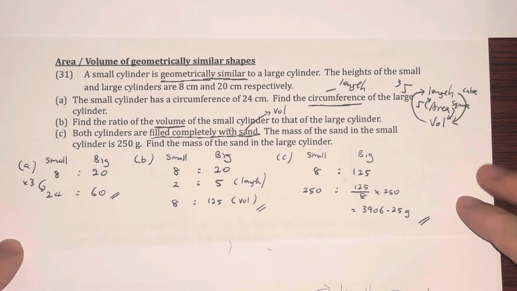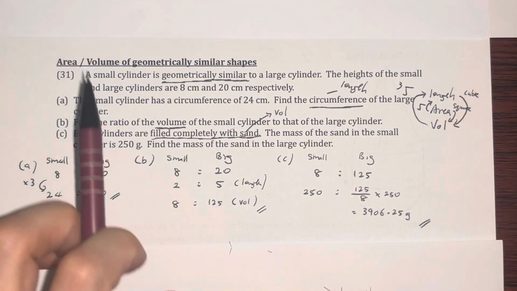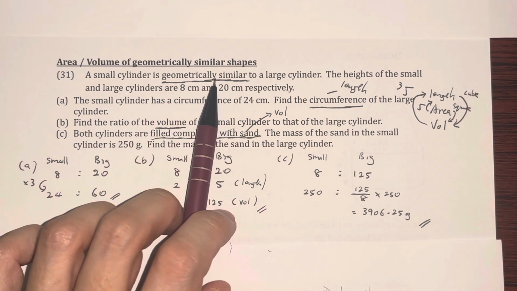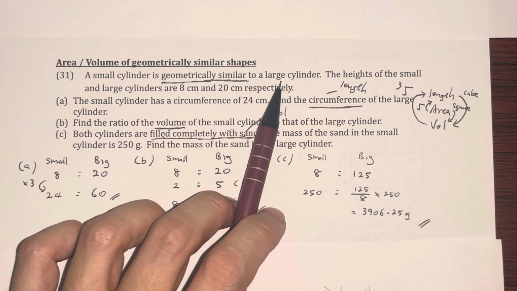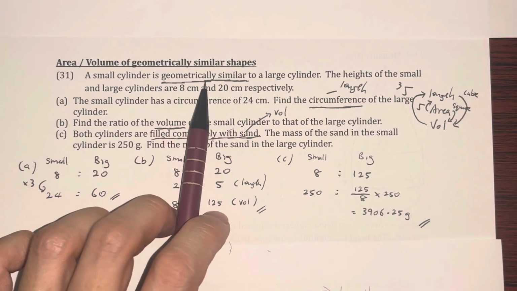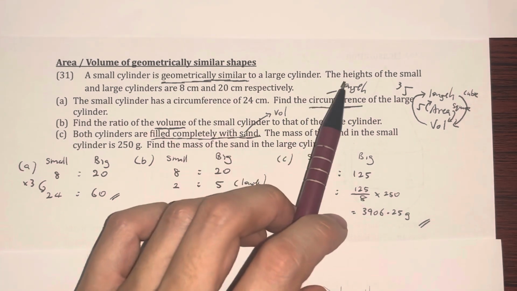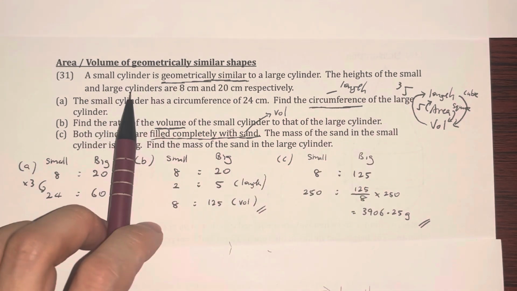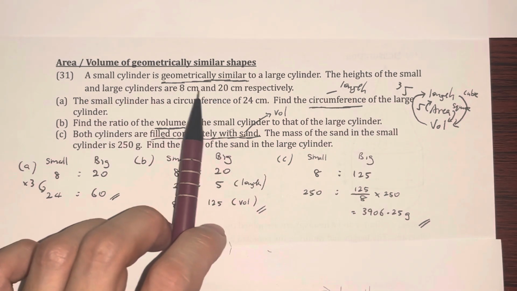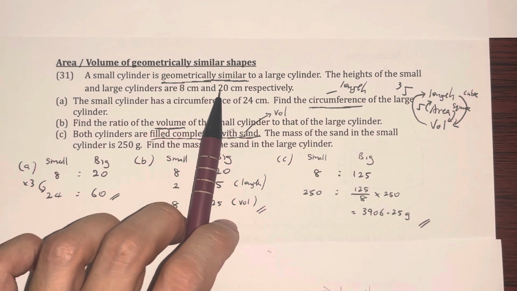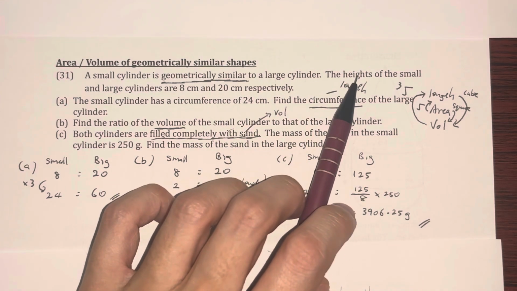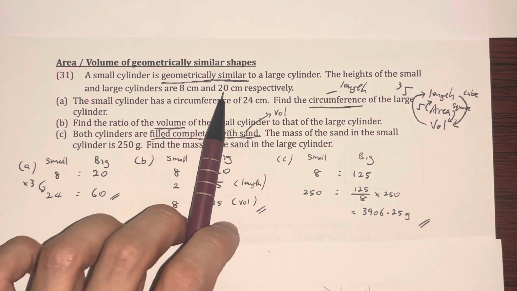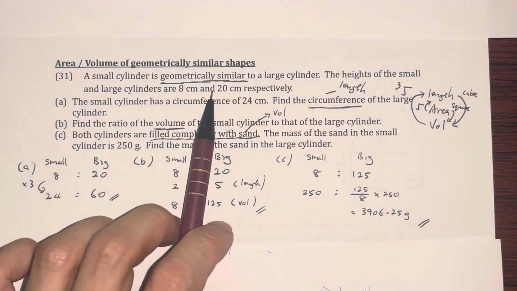Let's do this question as a start. Again, the keyword here: the small cylinder is geometrically similar to a large cylinder. You see this, you know this is the concept. Then they give you the height of the small one and the big one, 8 and 20. This 8 and 20 is the ratio of the length, because a height is a length. It's not an area, it's not a volume.